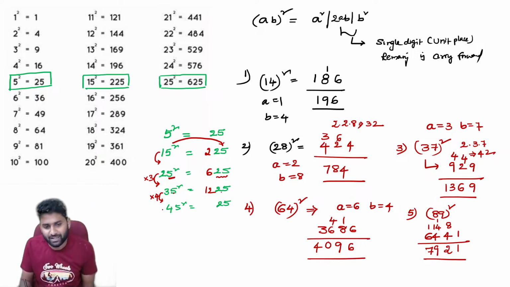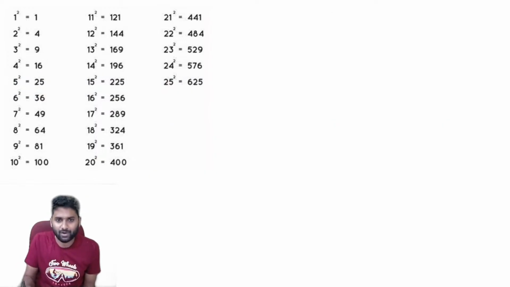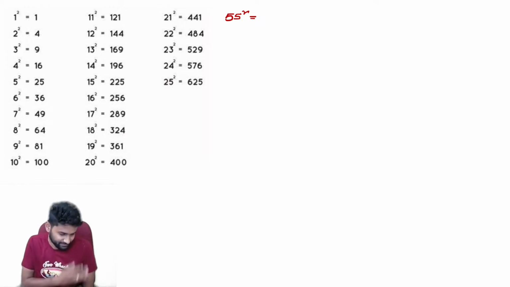Same way, 45 square. 5 square, last two digits are 25. 4, next number 5. 4 fives are 20. So 45 square is equal to 2025. Is it clear, guys? Now you tell me, what is the value of 55 square?